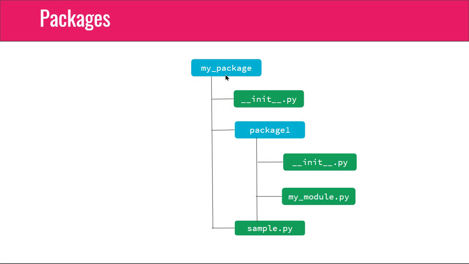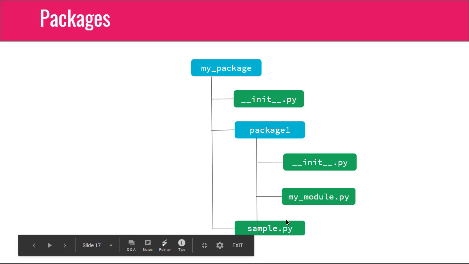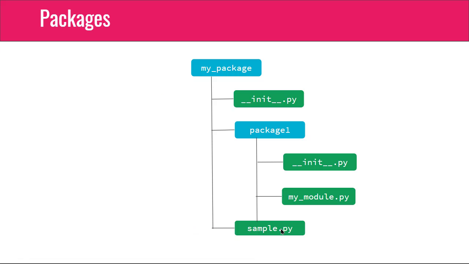Our folder structure looks like this. I have this outer folder, my package, and inside that I have this init file. So this means this my package becomes a package. Inside this I also have this package1 folder, and this also contains init file. So this is also another package which is nested inside this my package folder. I also have this sample.py file which is inside this my package. So that's the module which is inside this my package folder. I will keep this diagram on the side so that you can check the imports.